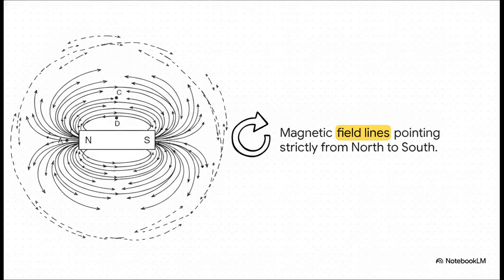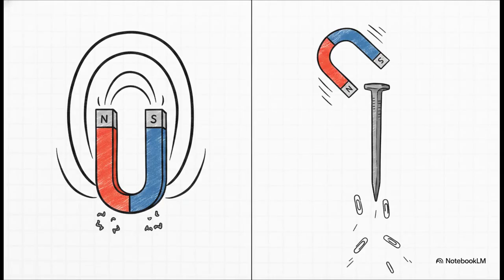First, the arrows on these field lines always travel strictly from the North Pole to the South Pole, never the other way around. Second, notice how the lines bunch up super tightly near the poles? In physics, the closer the field lines are to one another, the stronger the magnetic force is in that specific area. Now there's a critical difference in how materials interact with these fields.